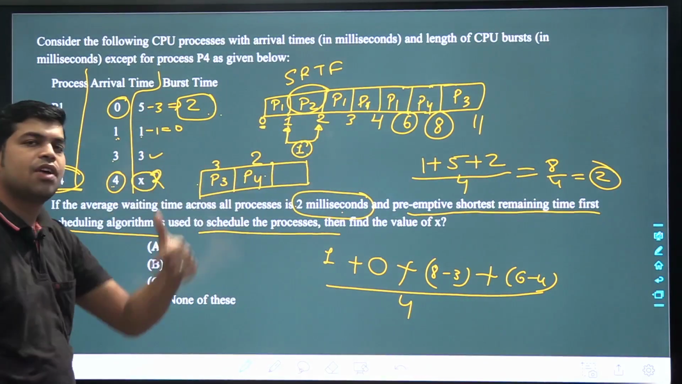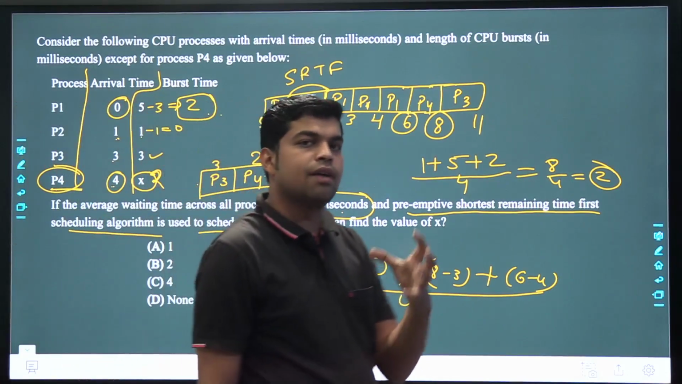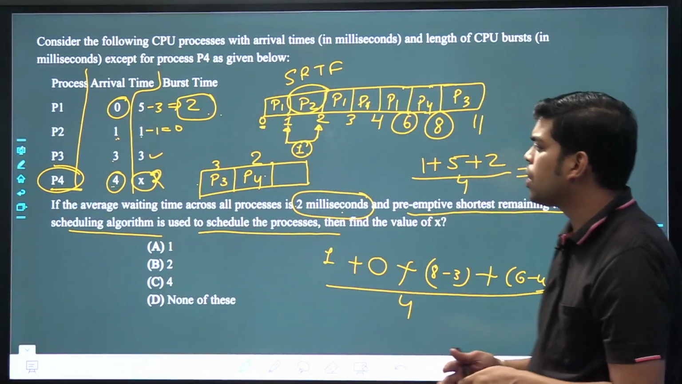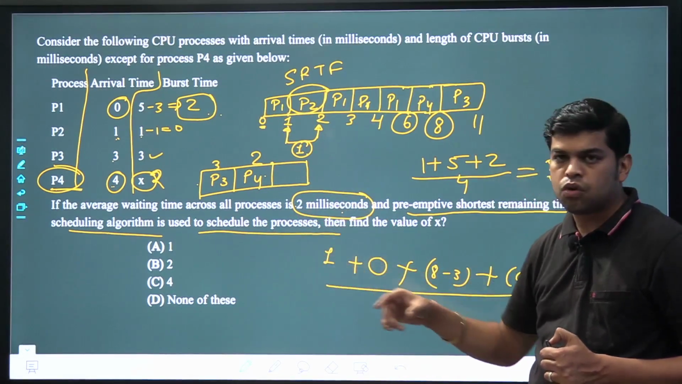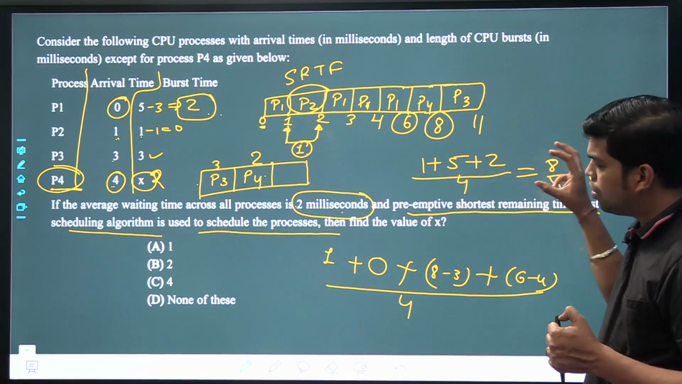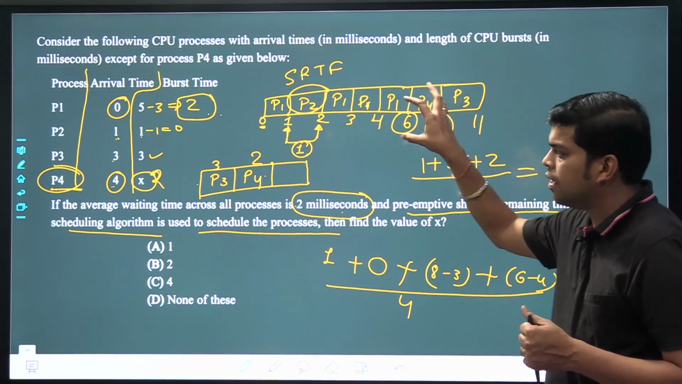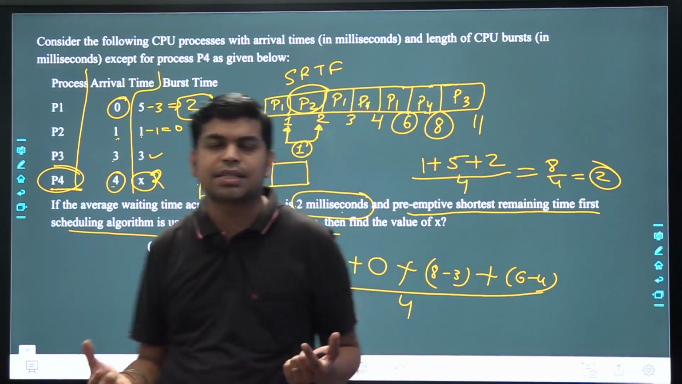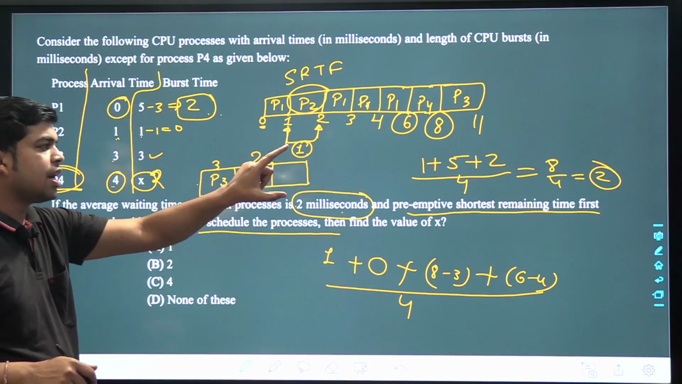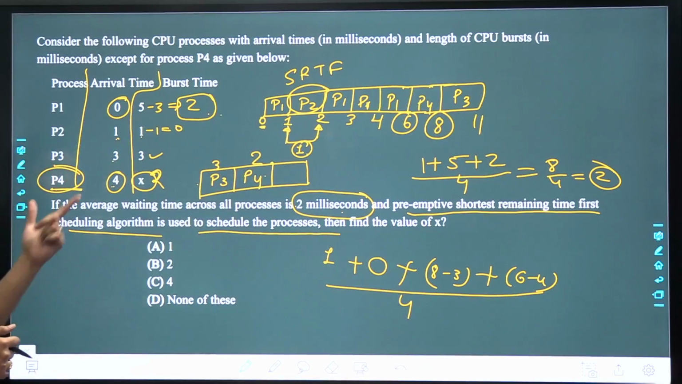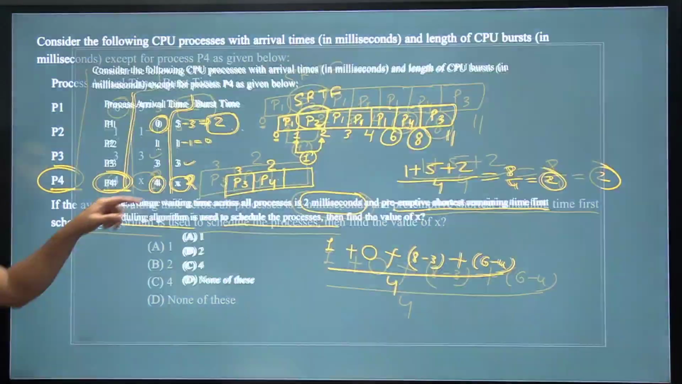If you consider the value of x is 2, then the average waiting time is 2. So definitely you can consider this value 2. Whatever value you put, we just assume any value of x and then calculate. So when we put the value of x as 2, the average waiting time is exactly 2. So the answer 2 is correct. So the value of x is 2. That is the right answer.